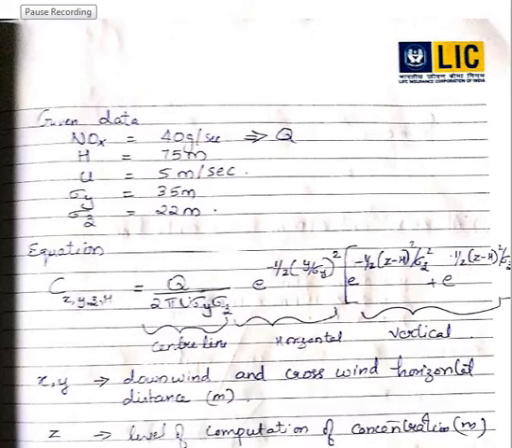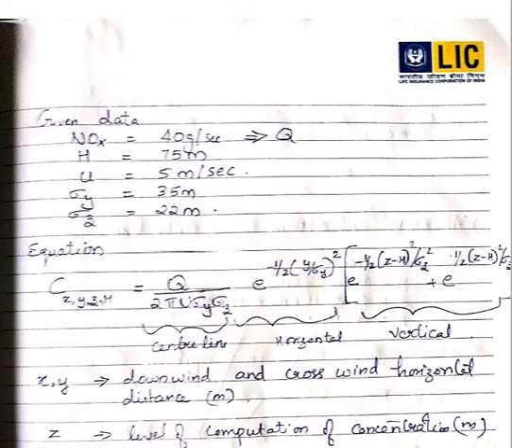So first, write the given data. Here, the emission rate of pollutant Q is equal to 40 gram per second. Then H, the effective height of stack, is equal to H, which includes the height of stack plus the height of plume rise.